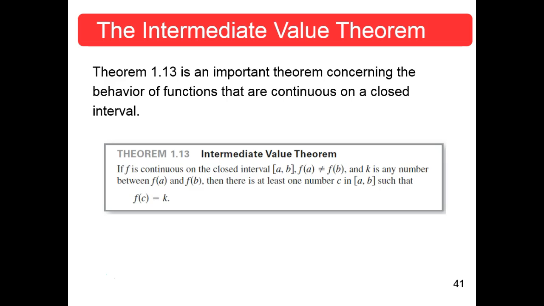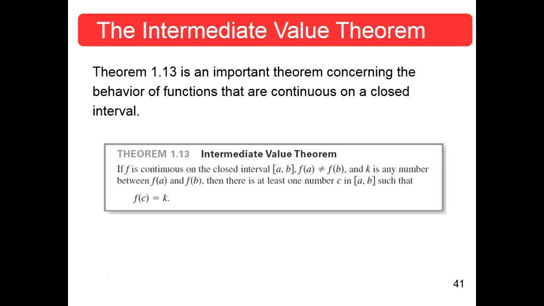K is any number between F of A and F of B. So if F of A is down here and F of B is up here, K is anywhere in between. If F of A is up here and F of B is down here, K is any number in between F of A and F of B. Now, so here we have a continuous function on the closed interval A to B. F of A is somewhere here, F of B is here, or vice versa. K is some number in between these two values.